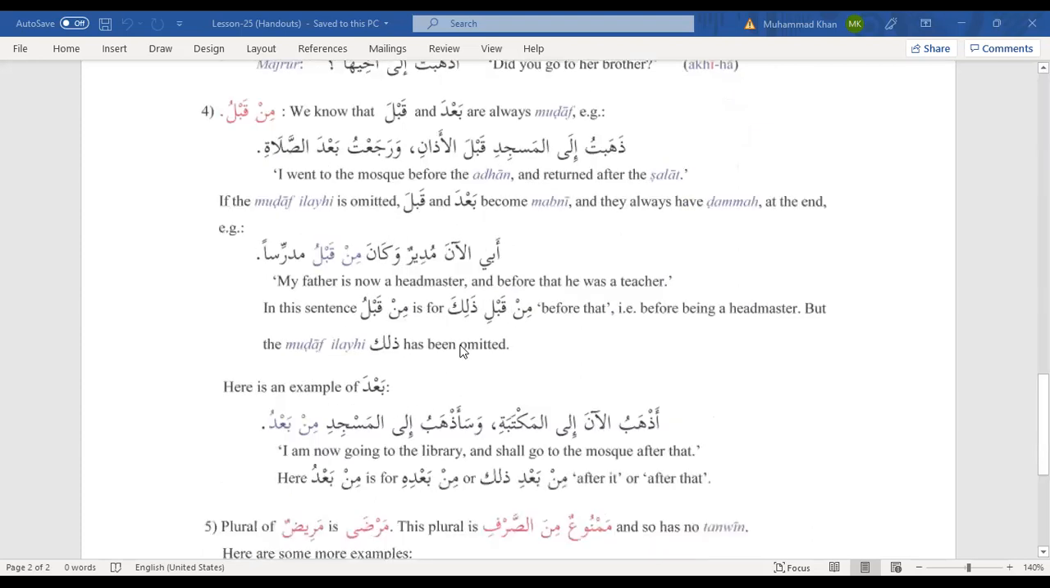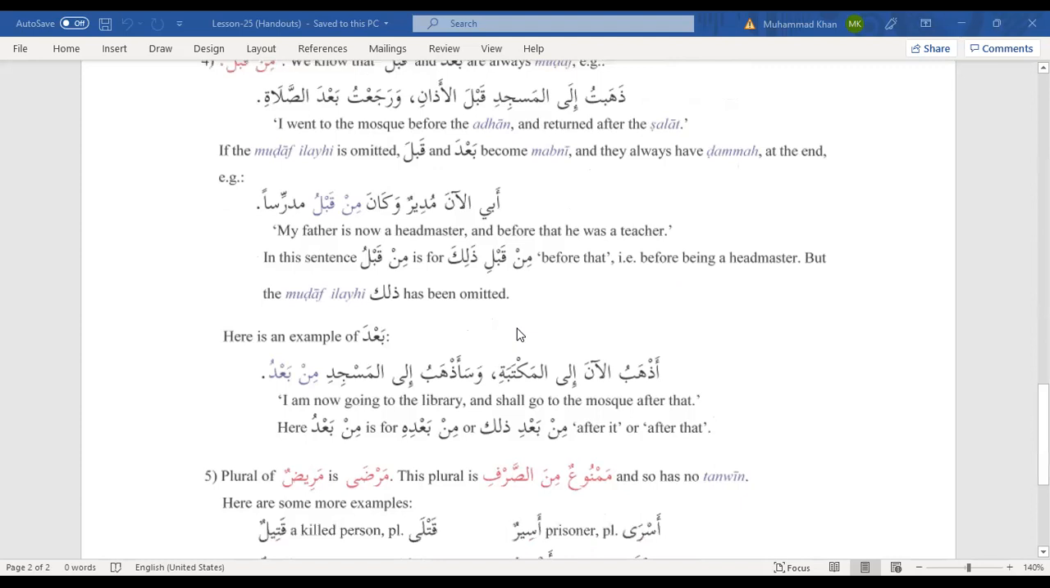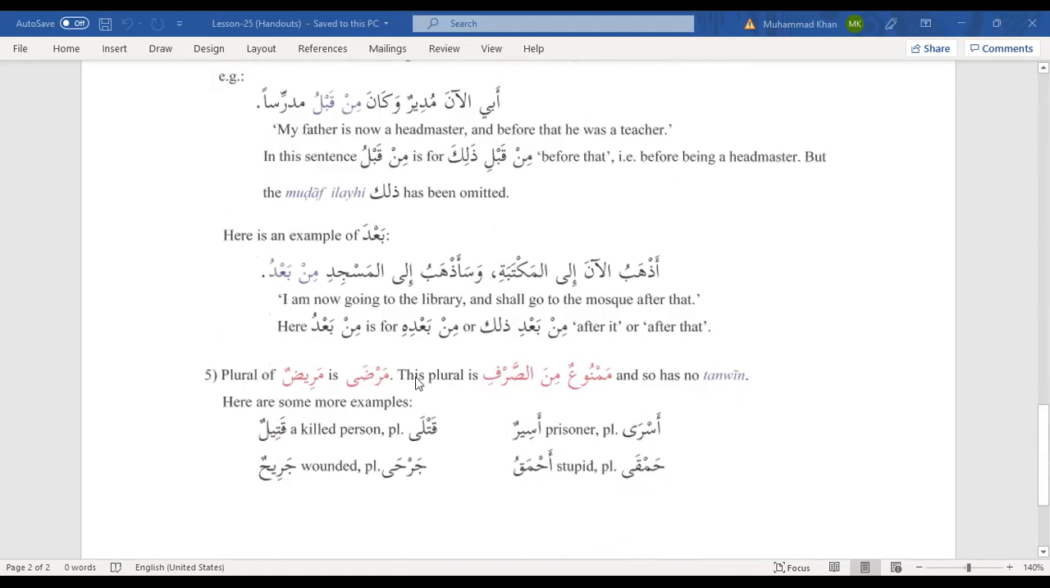As you can see here, if we have مضاف إليه after that, then it will be مجرور, for example, من قبل ذلك, before that. The plural of مريض is مرضى on the pattern of فعلى. So there are some other examples: قتيل قتلى, جريح جرحى, أسير أسرى, and أحمق, and the plural will be حمقى. All right, so now we move on to the lesson.